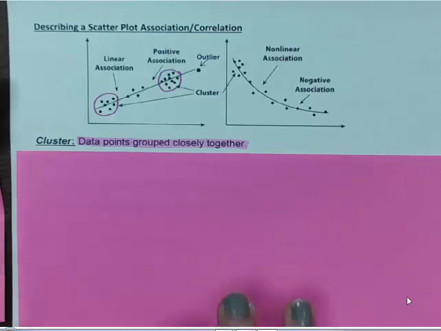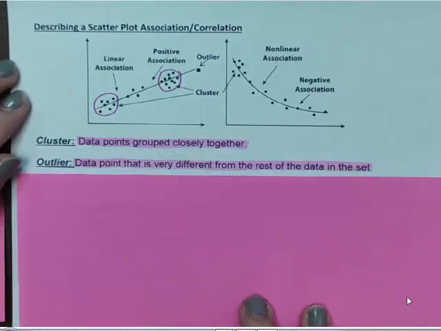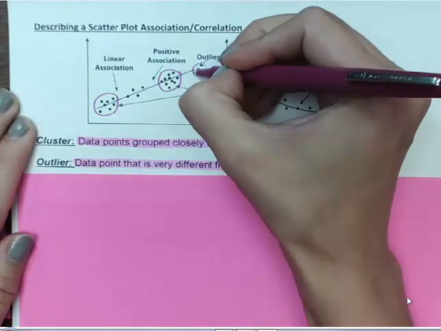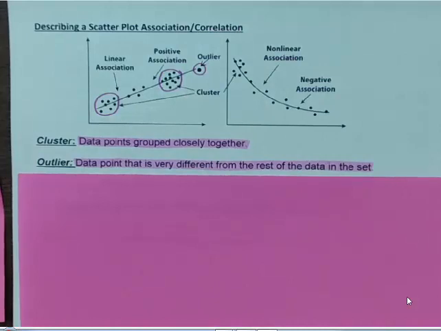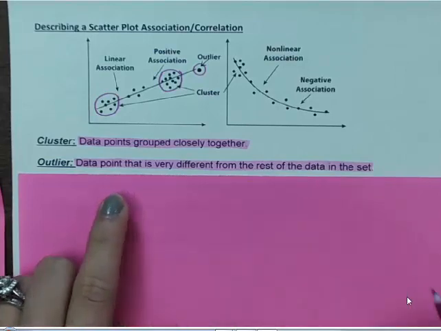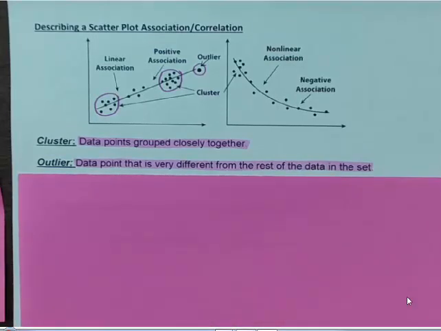Okay, the next one is going to be an outlier. An outlier, which is this point right here, sort of sounds like what it is. It's something way out of nowhere. This is the data point that is very different from the rest of the points in the data set. So this is sort of the loner. It's outside by itself. It's not really close to anything, but it's still in that graph.